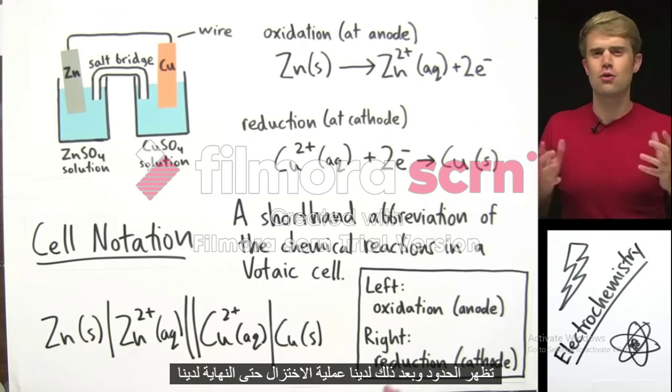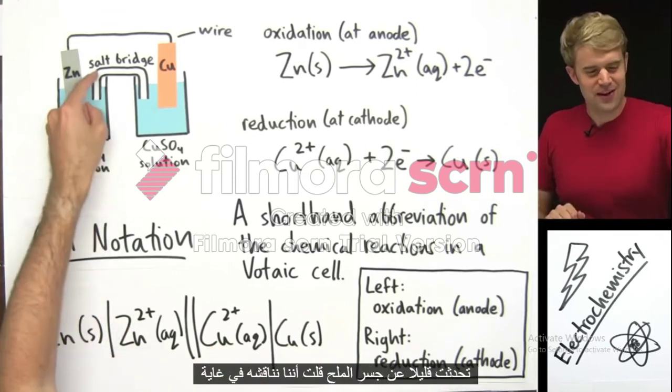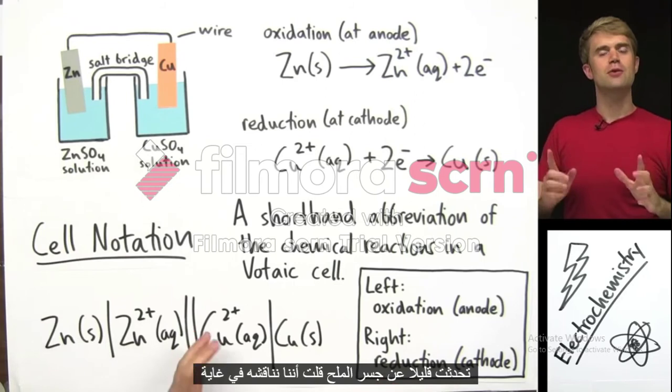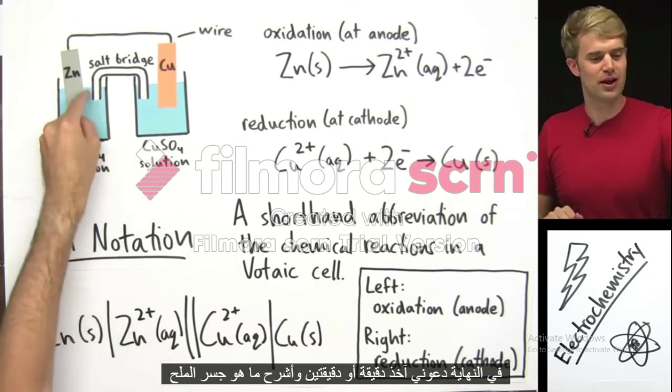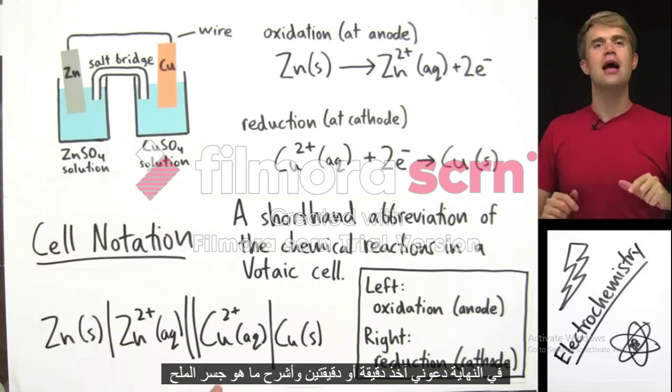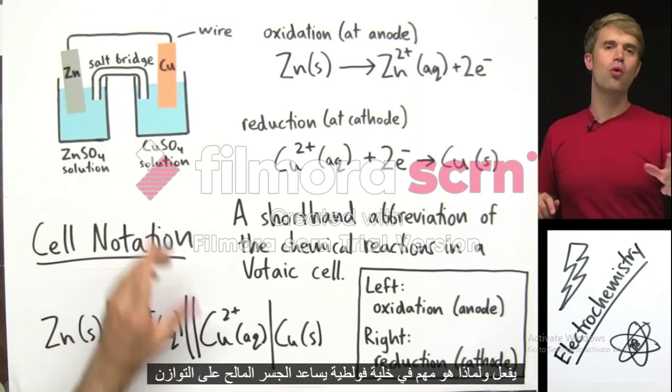We have the oxidation process, and then two lines showing the boundary, and then we have the reduction process. So finally, we've talked a little bit about the salt bridge. I said we discuss it at the very end. So let me take a minute or two and explain what the salt bridge is, what it does, and why it's important in a voltaic cell.